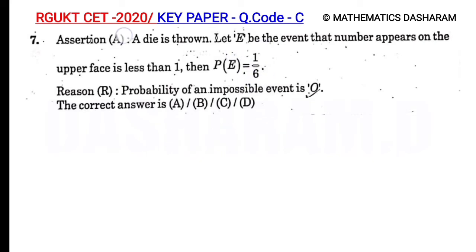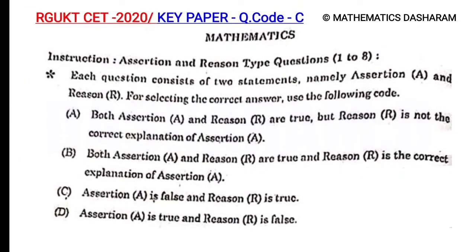So assertion is wrong. Next reason, probability of an impossible event is 0. So yes, it is correct. So then which option is correct here? So option C is correct.